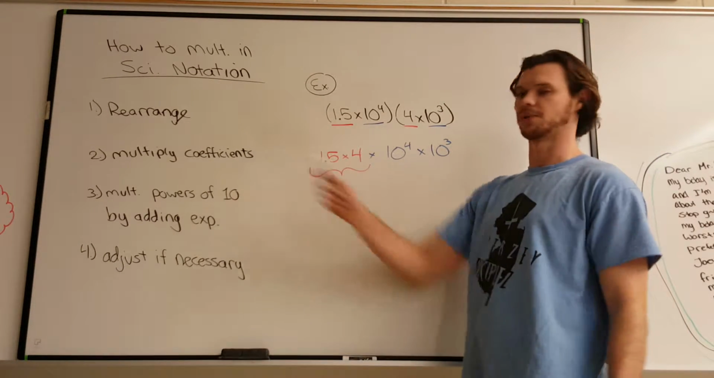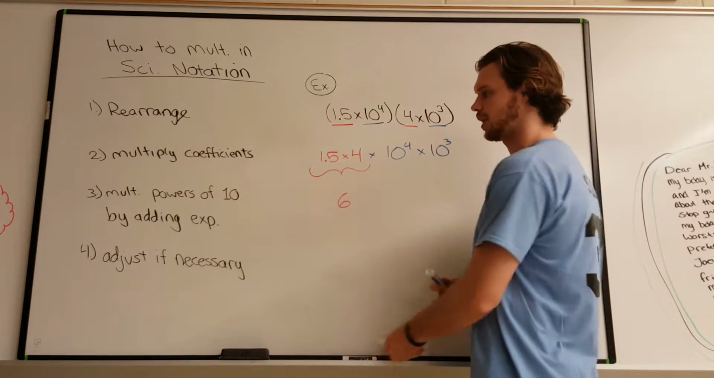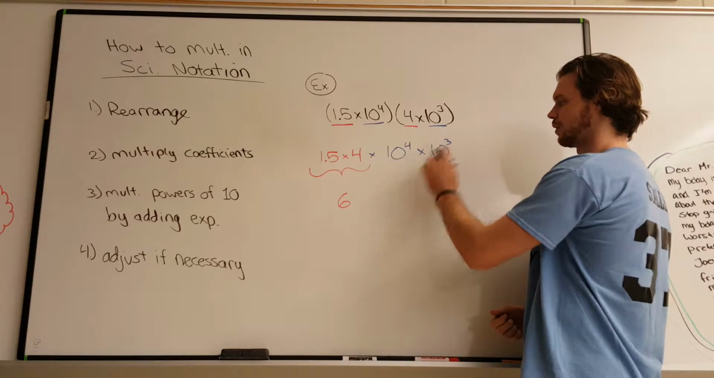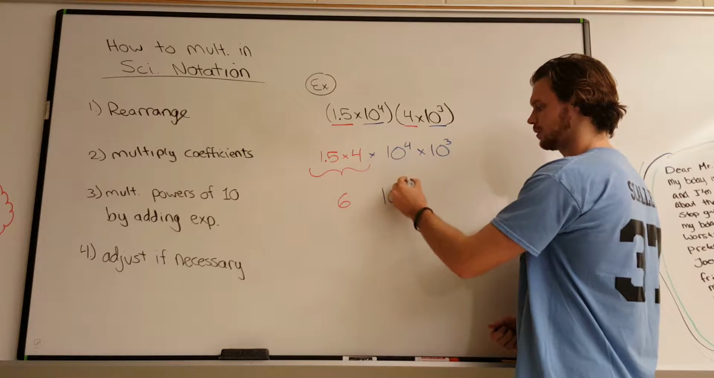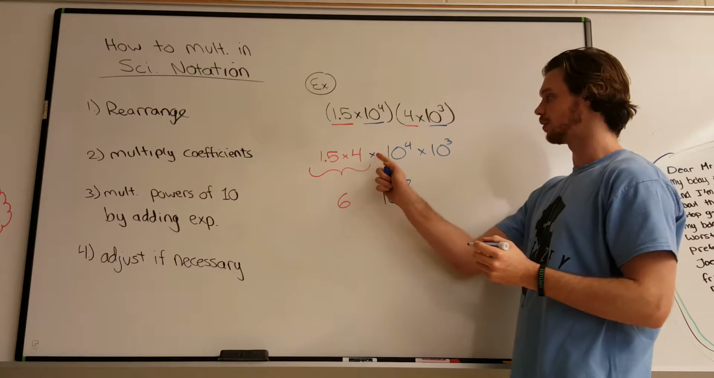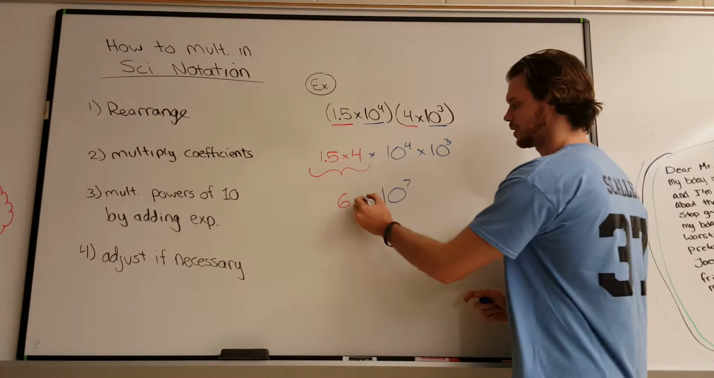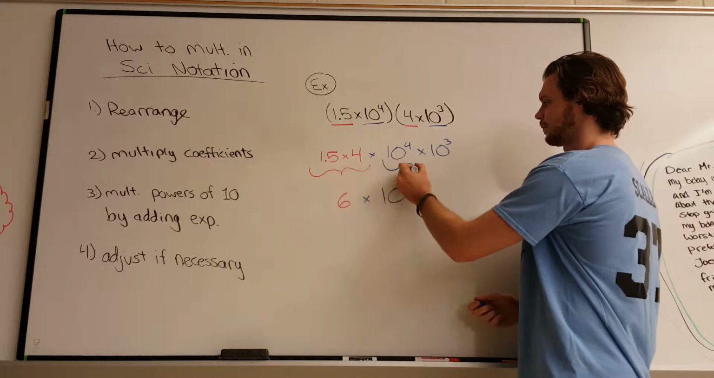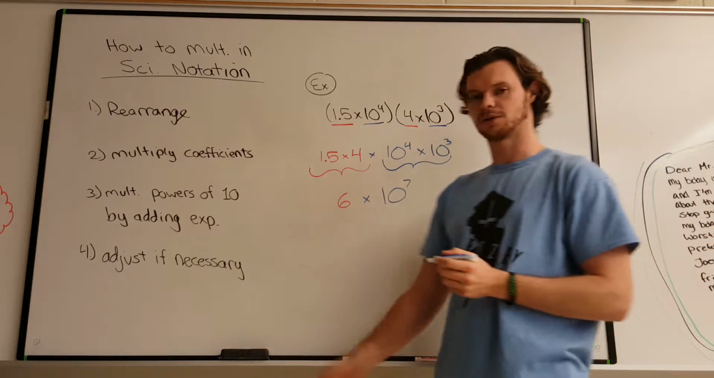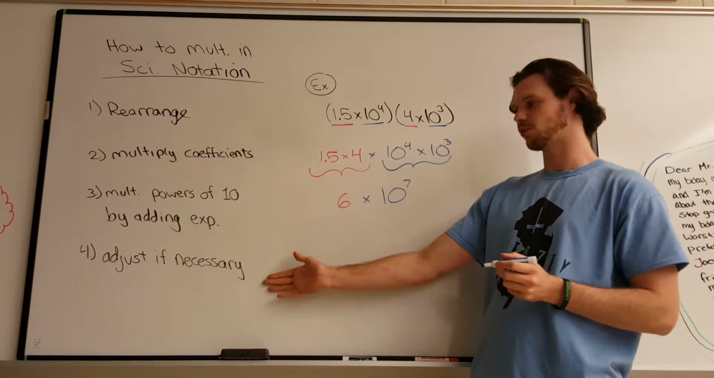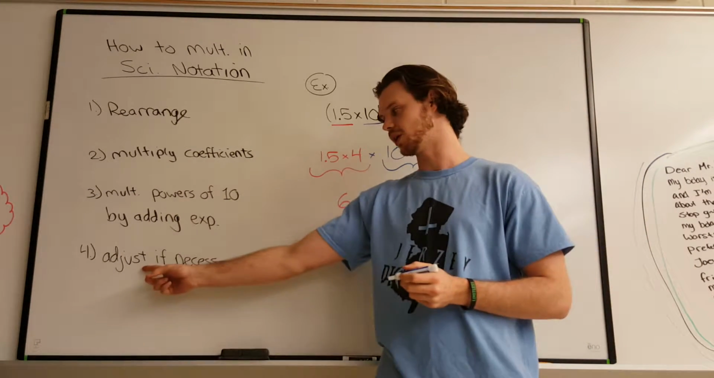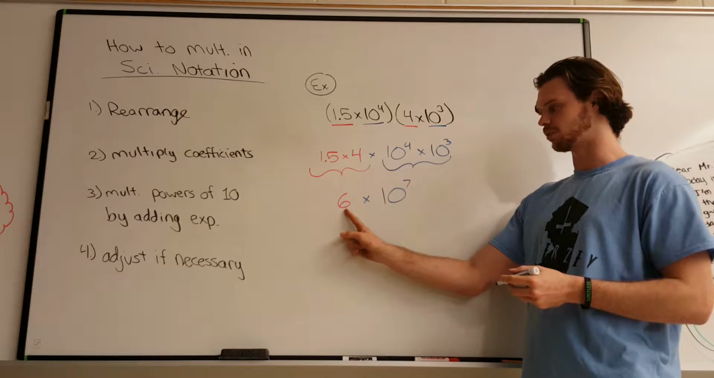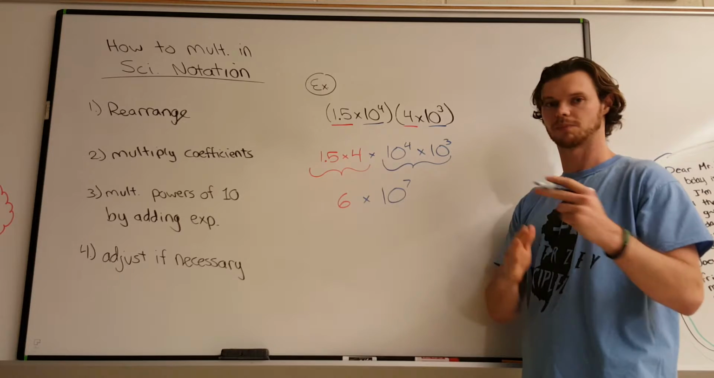That was step 2, multiply your coefficients. Step 3, multiply the powers of 10 by adding their exponents. So I'm just adding the 4 and the 3 here. That's 10 to the 7th. Now again, my operation is multiplication, so that comes down and I get 6 times 10 to the 7th. Now, I said I was going to do one example where we didn't have to do step 4, and that's this one, because I do not need to adjust right now. This is in scientific notation perfectly. This number is between 1 and 10 times the power of 10, so I'm done.